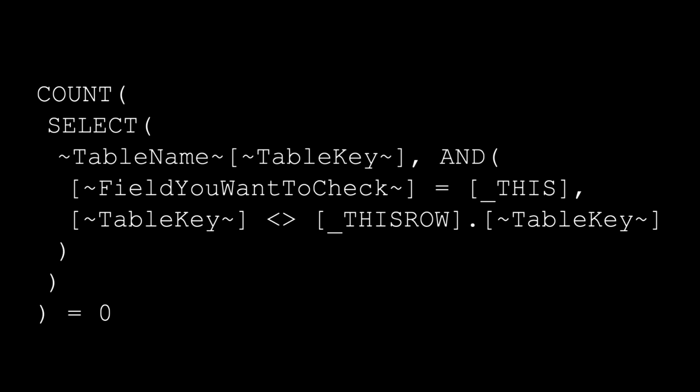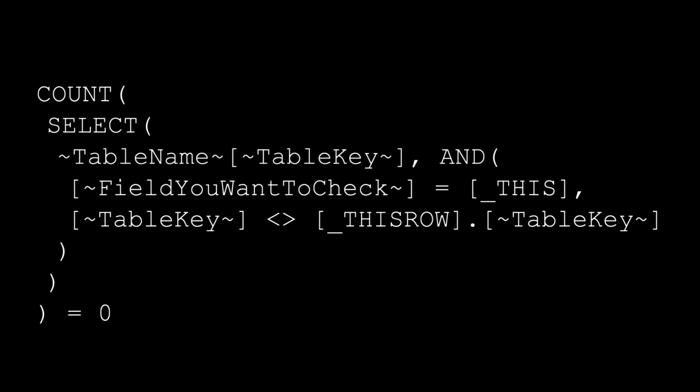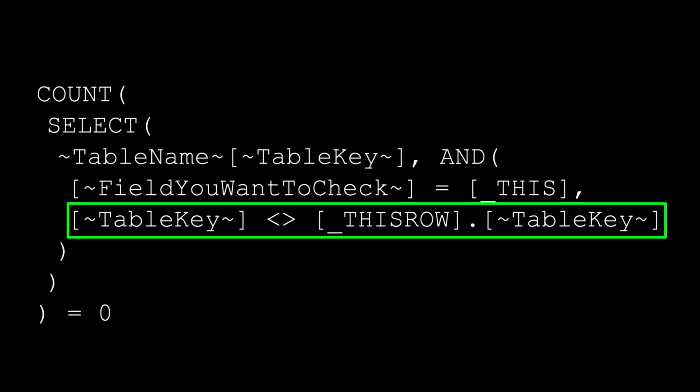So to talk about what this expression is doing at a very high level, it's checking to see if a record in the table already exists with the name that we just entered. That's this part. And second, if it does exist, it's checking to see if we're currently editing that record or creating a new record.